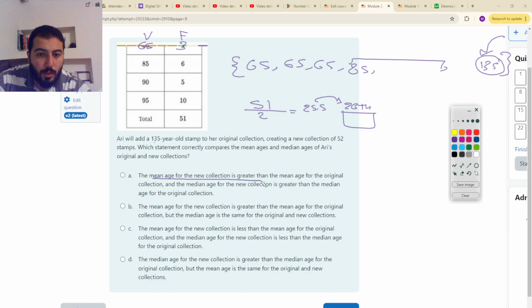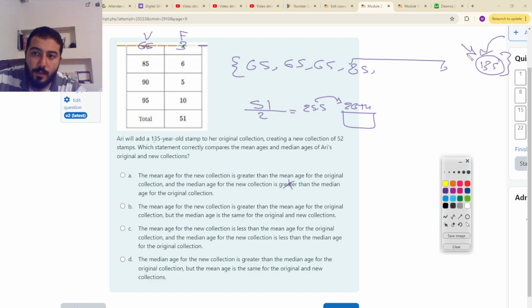So the mean age of the new collection is greater than the mean. Yes, the mean will 100% be greater. But the median of the new collection is greater? No, the median is the same, but the mean is greater. Yes, that's most probably it, but we should get the whole table so we know exactly whether the median will be in the same place or will move one step forward, because after you add this value, the number of data points will not be 51, it will be 52.